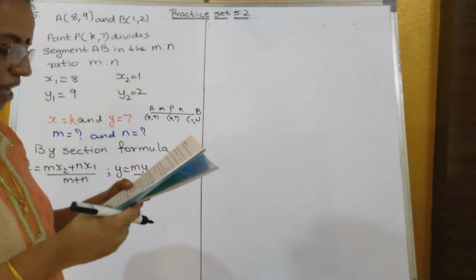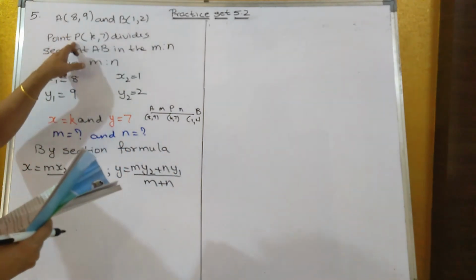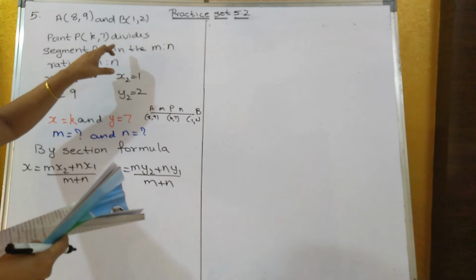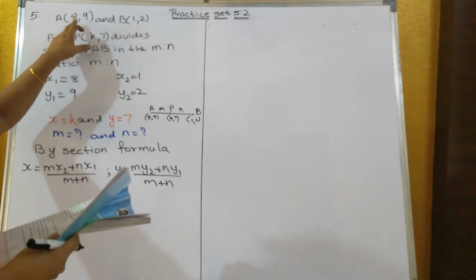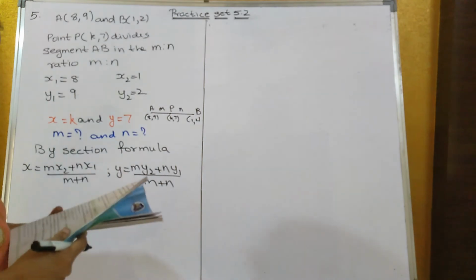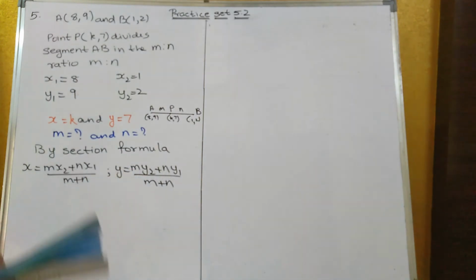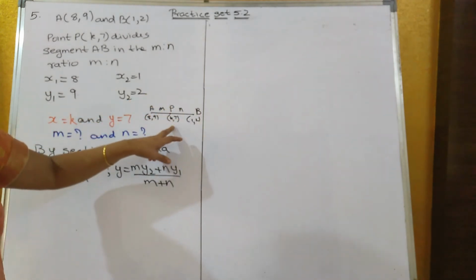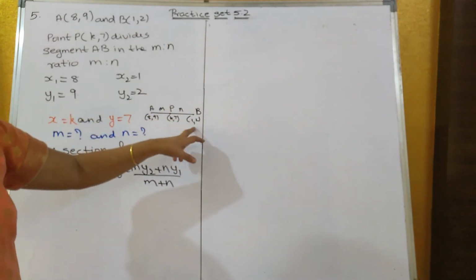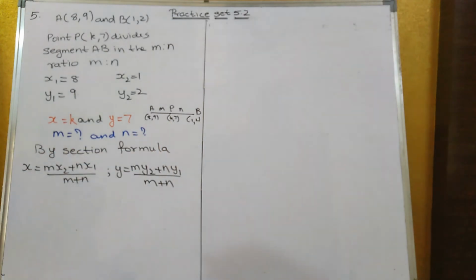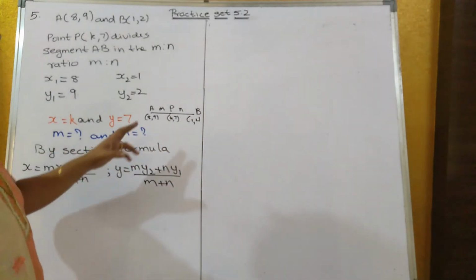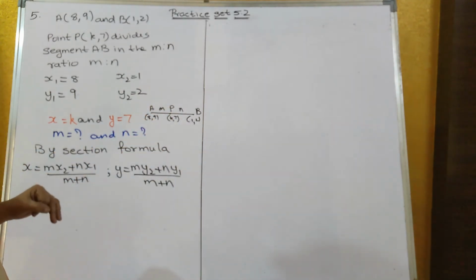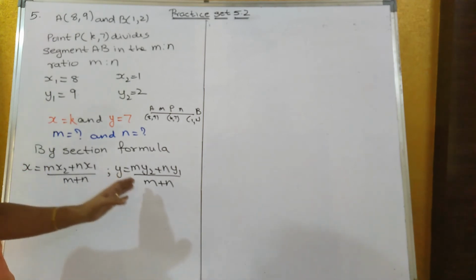Now sum number 5: find the ratio in which point P (k, 7) divides the segment joining A (8, 9) and B (1, 2), and also find k. So we have to also find the value of k over here. Here we don't know the ratio m is to n, so we have to find out the ratio m is to n. The value of P is given, (k, 7), and A and B are also given. So by using the section formula, we have to first find out the ratio m is to n. I had previously shown in the previous sum that in order to find out the ratio, you can use either this one or this. So we will be using this.